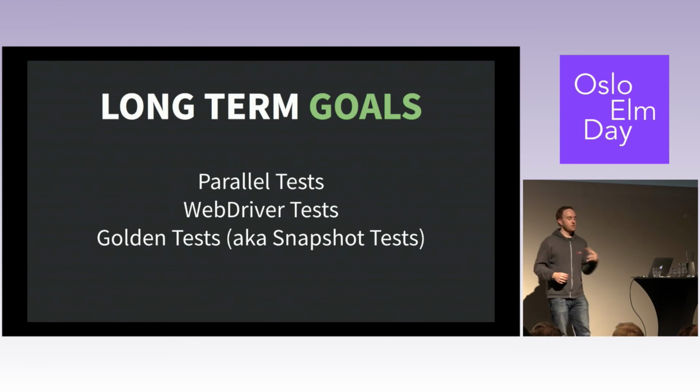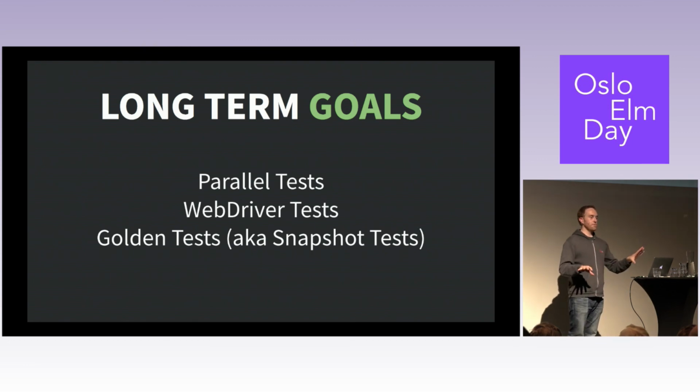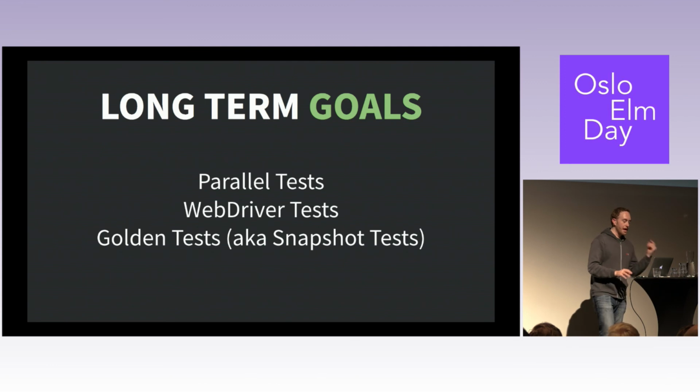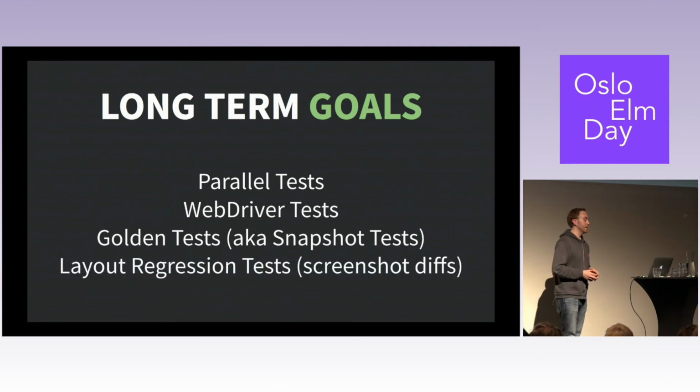If they're different, then you actually have to have some interaction where the person running the test says, okay, these are different, but actually the new version's good. Or these are different and we found a bug, so I need to go actually fix my code such that when I rerun it, they'll match. So that's something we want to do. And then we want to combine those previous two things and introduce layout regression tests. So this is basically per pixel screenshot diffs.